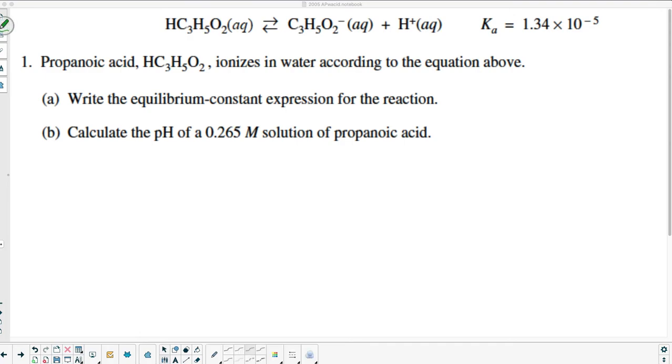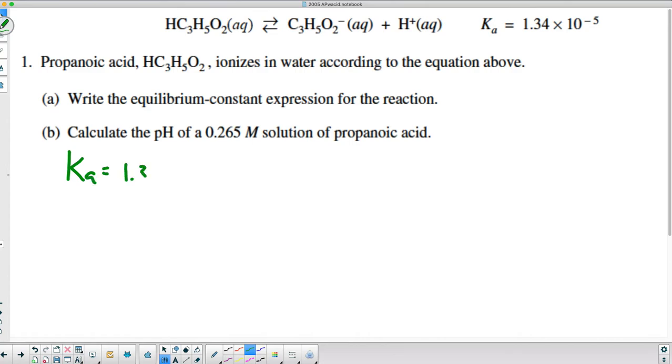You should be able to write the equilibrium constant expression for any of these. Okay, so that means Ka. Ka equals, and of course it's the 1.34 times 10 to the negative fifth. But it also equals products over reactants. So I take my brackets, meaning concentration, of C3H5O2 minus, like that.